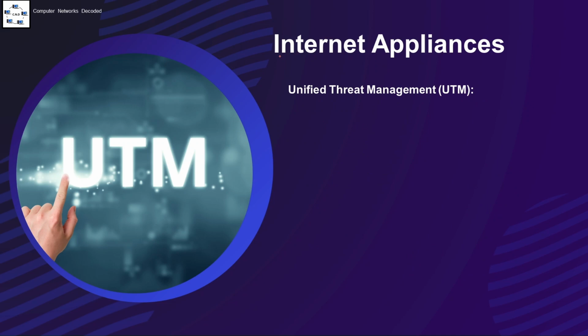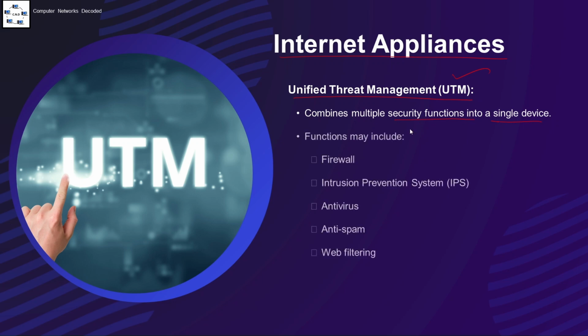Next topic is the internet appliances, and the first appliance is the unified threat management, that is UTM. So UTM basically combines multiple security functions in a single device, and these functions may include the firewall, intrusion prevention system, that is IPS, antivirus, anti-spam, and web filtering. Usually we have dedicated devices for firewall, IPS, antivirus, and other applications, but UTM combines all these services into a single device.